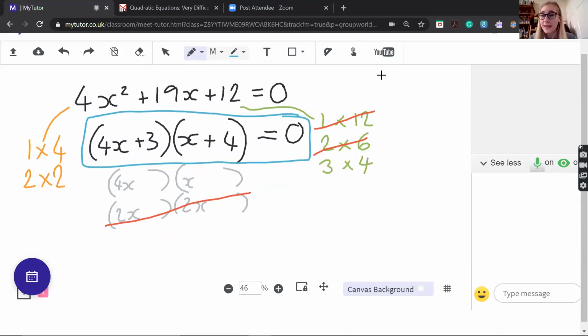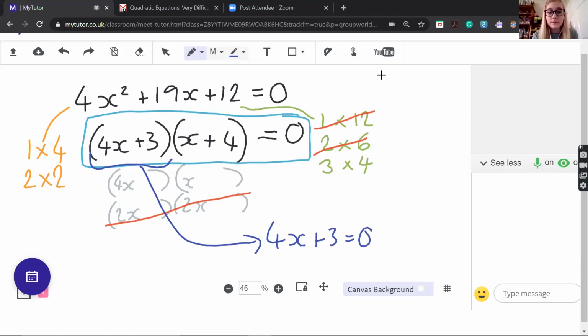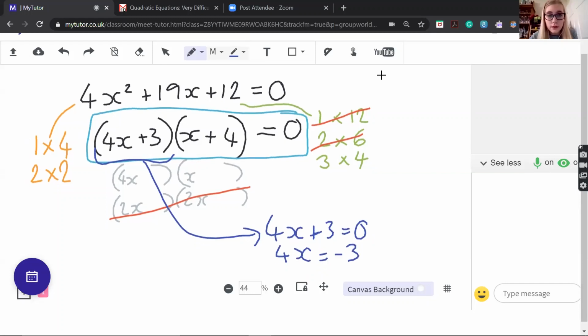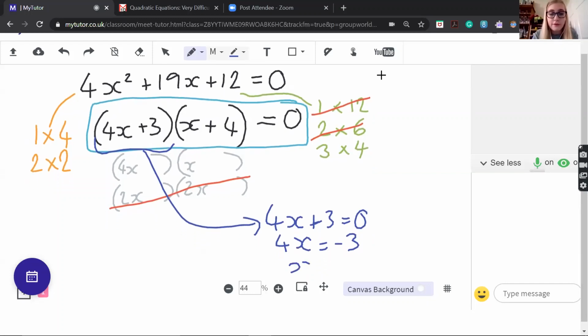Hopefully if you were here yesterday, you remember that one of these brackets needs to be 0. So if it's something a bit trickier like this that's going to equal 0, we can just write it out and work it through. So 4x plus 3 equals 0. Then we'll take 3 from both sides, and then we'll divide by 4. So x equals minus 3/4.